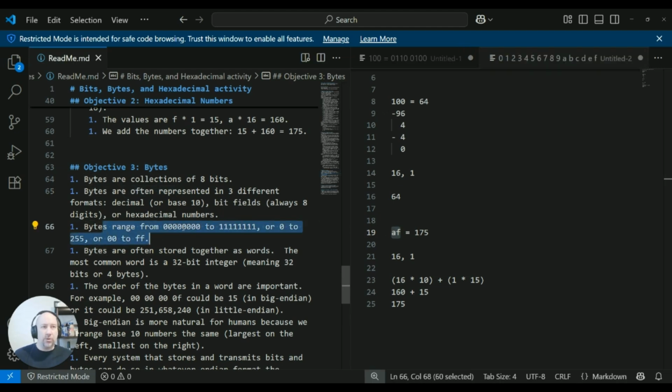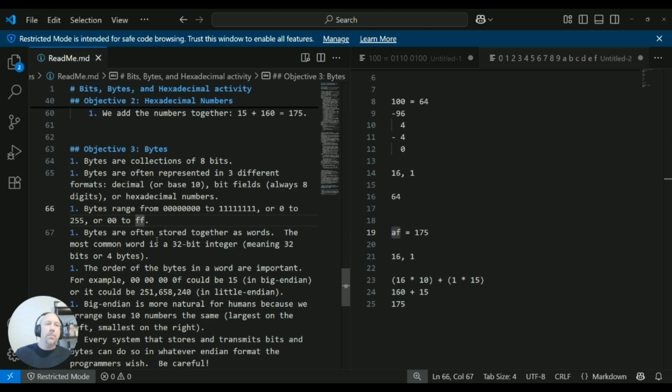Bytes will range from 00000000 to 11111111, or from 0 to 255 in decimal, or 00 to FF in hexadecimal. Bytes are often stored together as words. Words are not what you and I think of as words. A word is a grouping of bytes together that represent a larger numeric value. The most common word that we use is a 32-bit integer, a whole number that uses 32 bits, meaning 32 bits are 4 bytes. So 32 bits divided by 8 bits in a byte is 4 bytes.